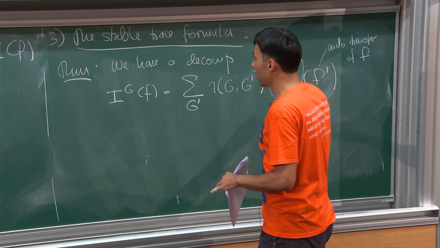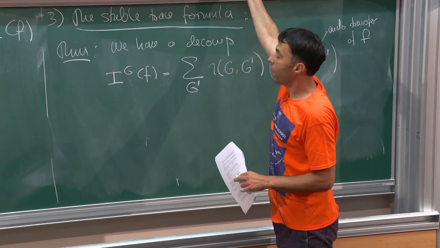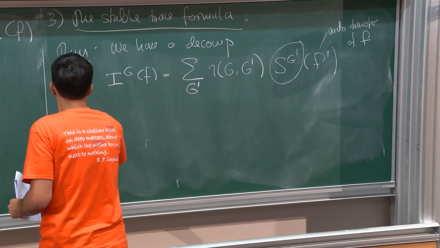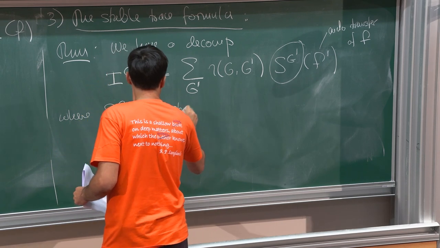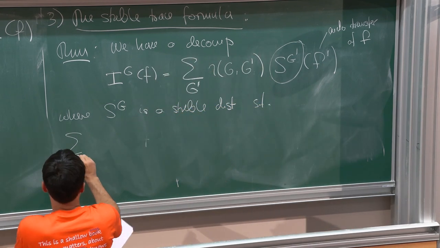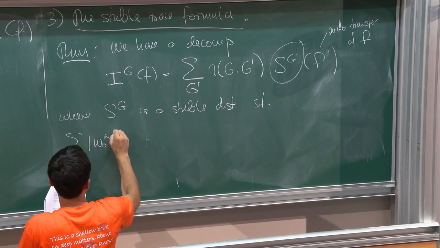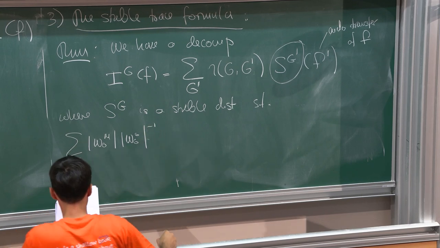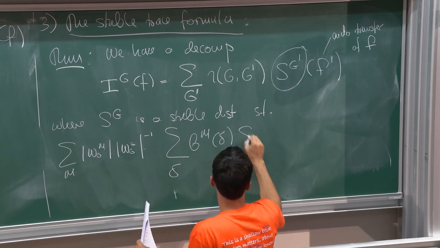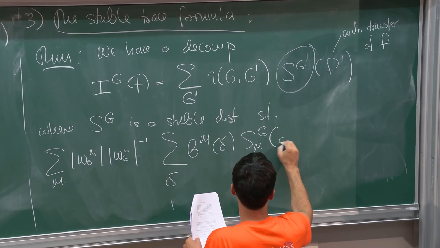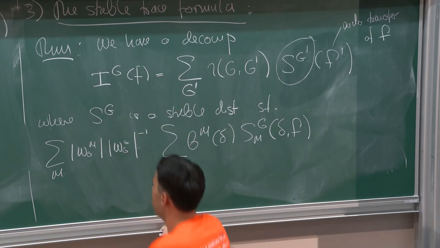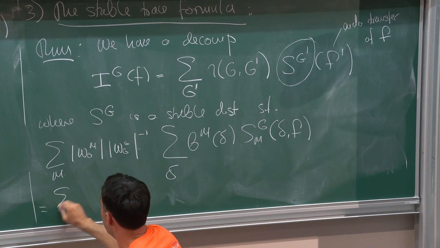Now, these distributions have what we might call a geometric and a spectral side, even though by now these words have completely lost their meaning in some sense. So SG is a stable distribution which has two expansions. One of the expansions, again, has the same structure as a sum over Levi subgroups. And then there is a sum over stable conjugacy classes, with certain coefficients, and then certain stable distributions that are the stable analogs of the invariant distributions I or the non-invariant distributions J. So this is what you can call the geometric side, because at least it's a sum over conjugacy classes.